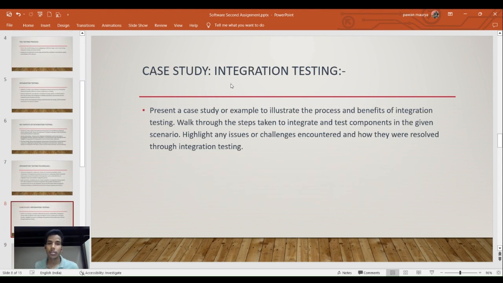Case study about integration testing. Present a case study or example to illustrate the process and benefits of integration testing. Walk through the steps taken to integrate and test components in the given scenario. Highlight any issues or challenges encountered and how they were resolved through integration testing.